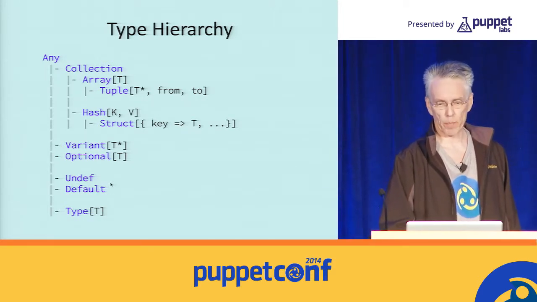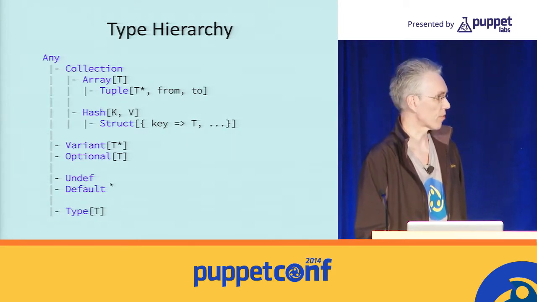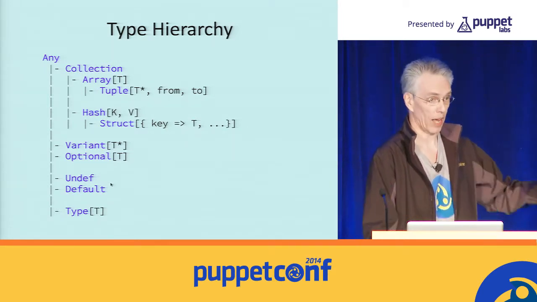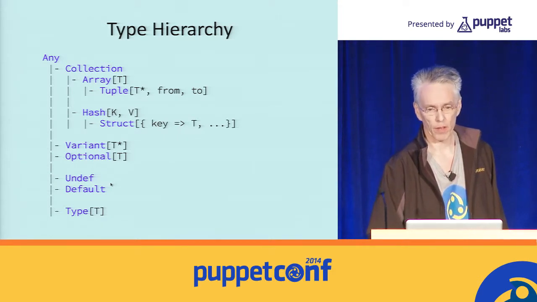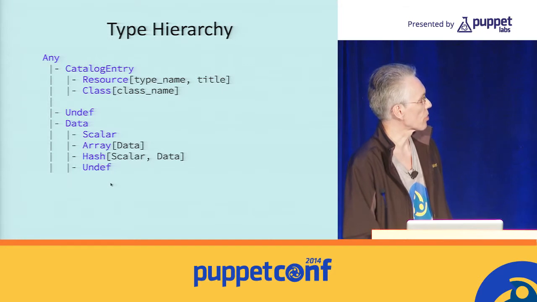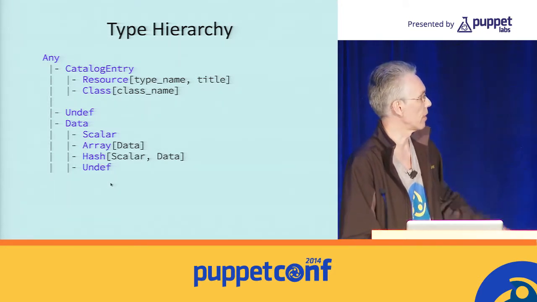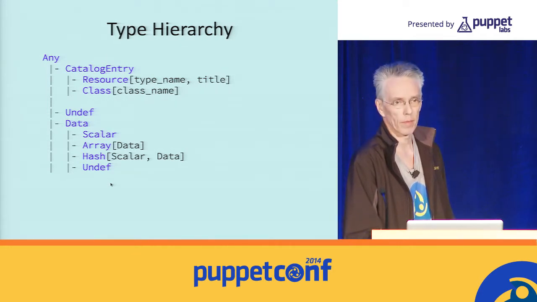And of course, we can describe undef, the literal default, and the types themselves. So the types themselves also have a type, naturally. We have types for catalog entries, like resources and classes, and those are the ones you've seen and used before in Puppet. Now they are in the type system.